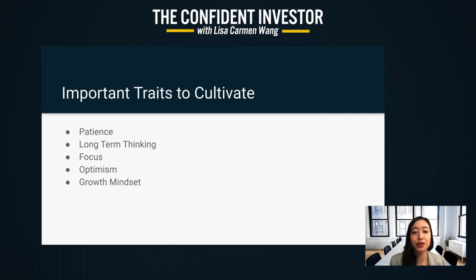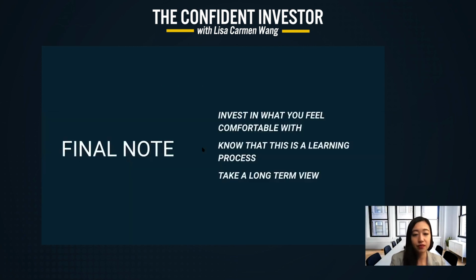But the more you play, the more you go in with these best practices of diversification, of using the 10% rule, understanding the various asset classes and finding your niche, that's really where you're going to hit some of those big home runs. Final note for this section is simply invest in what you feel comfortable with to start. Figure out what that niche is. Remember that this is a learning process, and always take a long-term view when it comes to starting this journey.